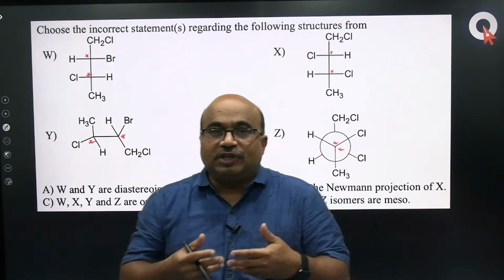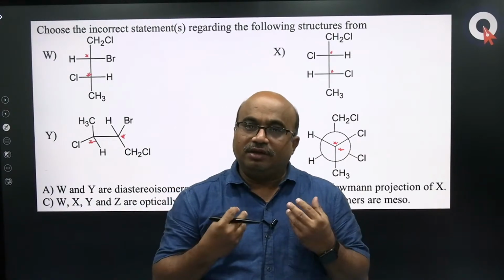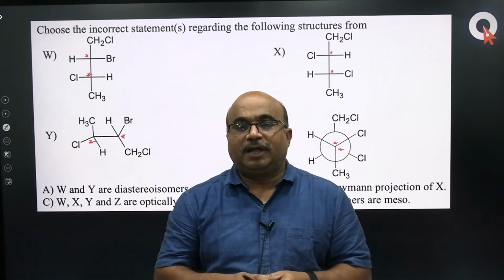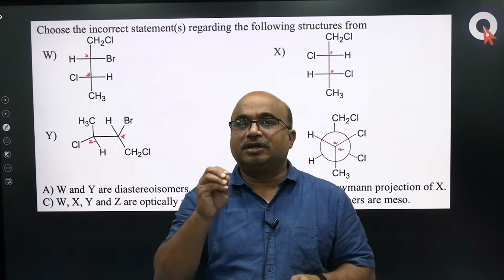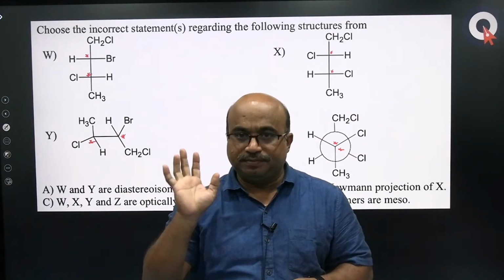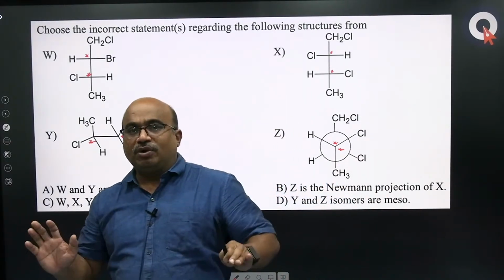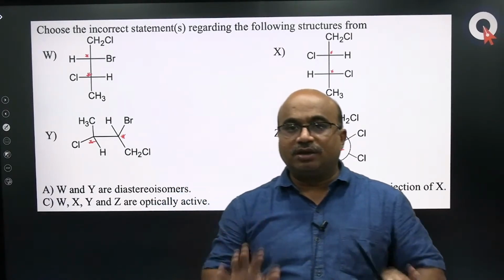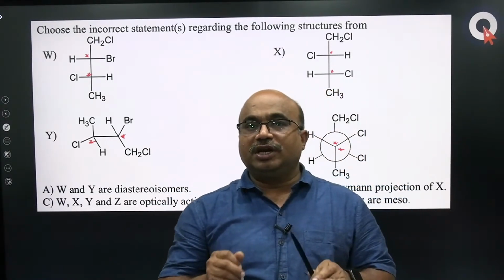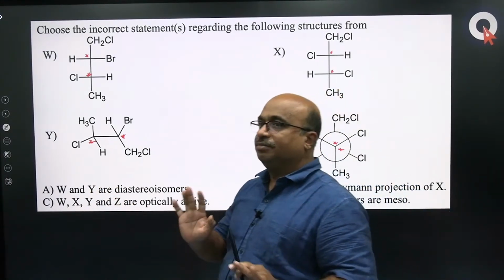So to see optical activity in an open chain molecule, what we usually say, or better from the student point of view, is to compare whether the compound has a plane of symmetry. If it is an open chain and the compound doesn't have a plane of symmetry, then the compound is generally optically active.